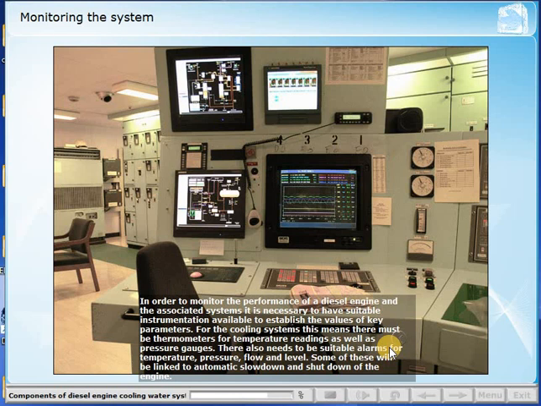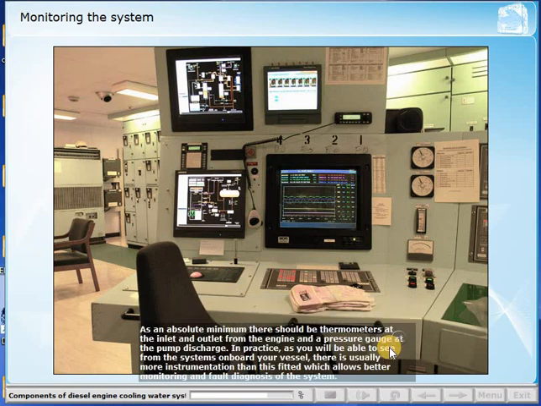Some of these will be linked to automatic slowdown and shutdown of the engine. As an absolute minimum, there should be thermometers at the inlet and outlet from the engine and a pressure gauge at the pump discharge. In practice, as you will be able to see from the systems on board your vessel, there is usually more instrumentation than this fitted, which allows better monitoring and fault diagnosis of the system.